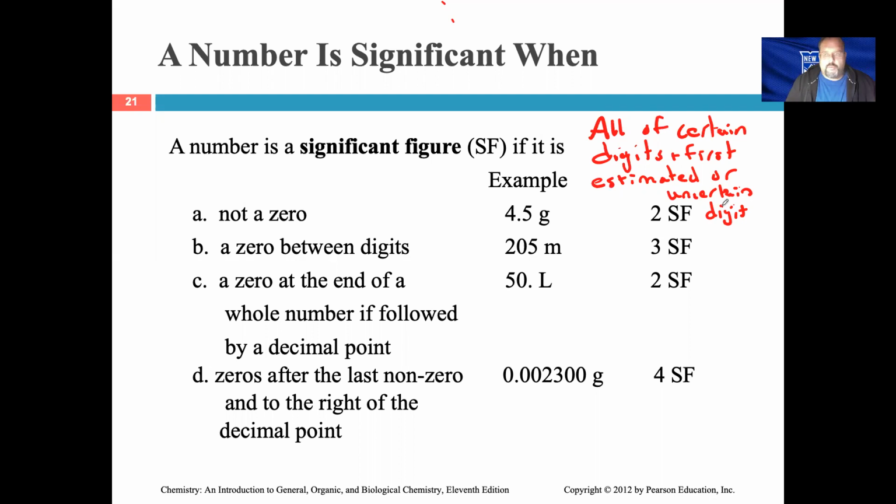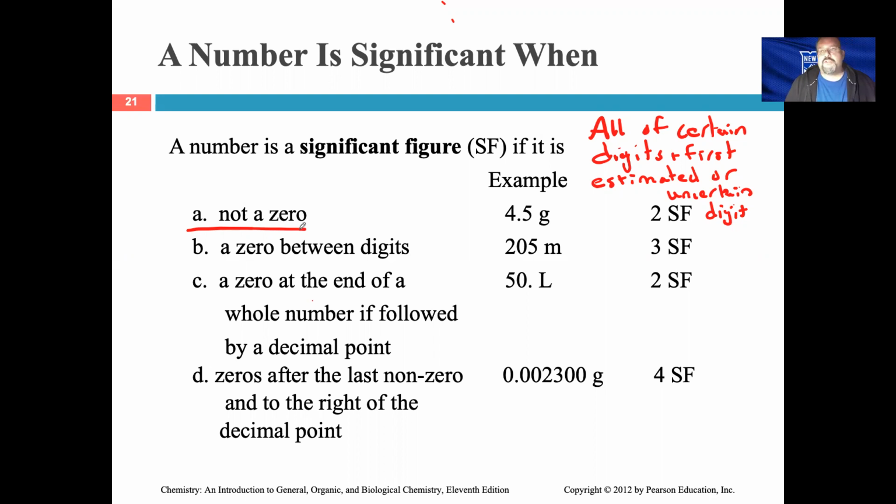What we're going to do now is go over the rules for figuring out how many significant figures are in a measured number. The first rule is that a number is a significant figure if it is not a zero. So in a measured number, all the ones, twos, threes, fours, and so forth, all the nines are significant, no matter where they are in the measured number. In the example 4.5 grams, both the 4 and the 5 are significant, so that measured number would have two significant figures.